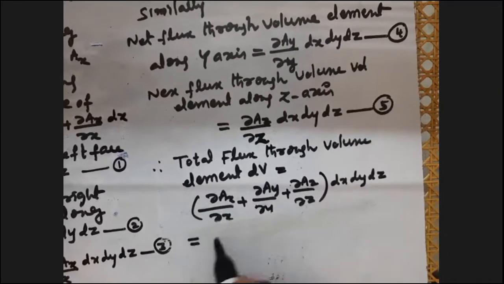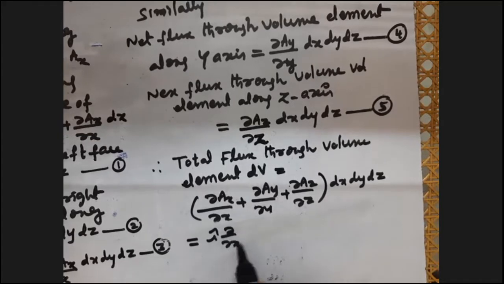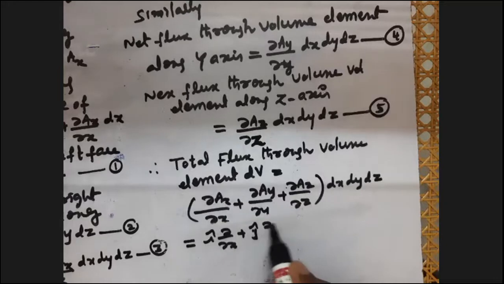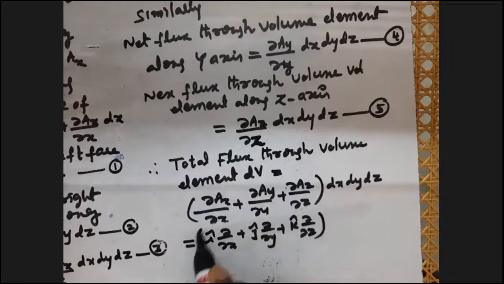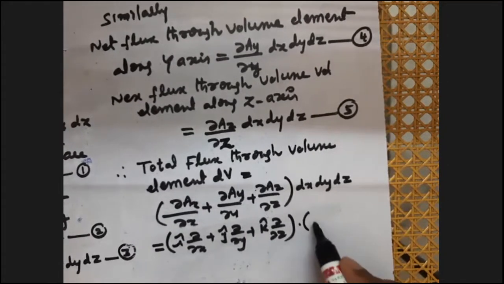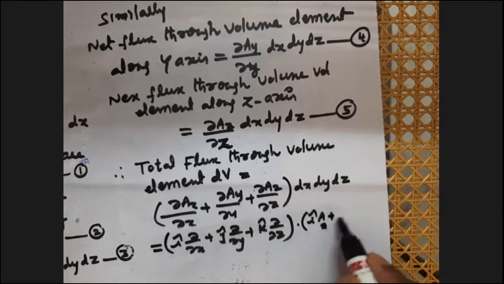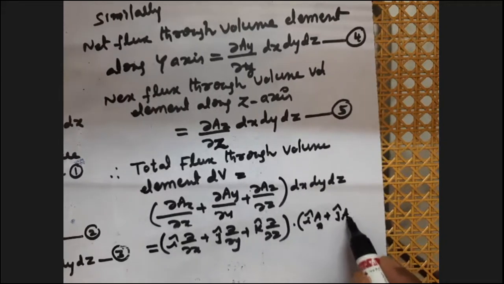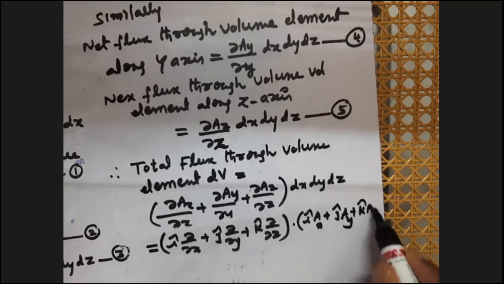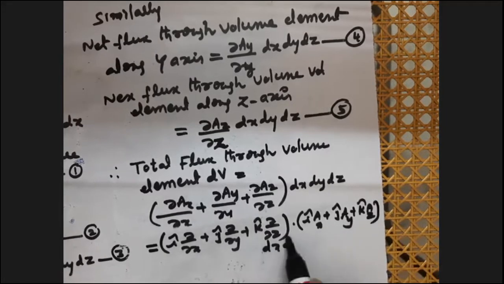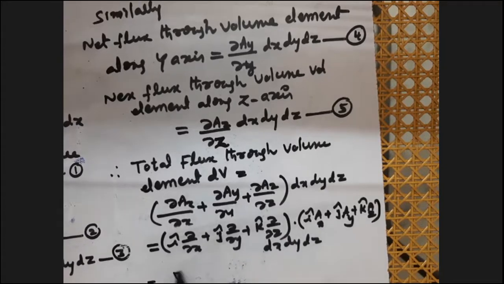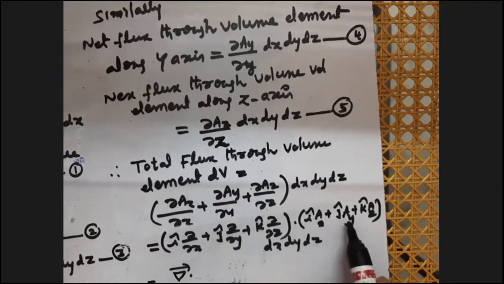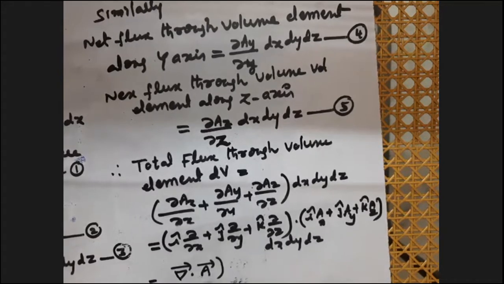This is equal to (i cap ∂/∂x + j cap ∂/∂y + k cap ∂/∂z) dot (i cap Ax + j cap Ay + k cap Az) into dx dy dz. So in the first bracket term, we can write like this. This represents del bar dot (Ax i + Ay j + Az k), that is the vector field A bar.